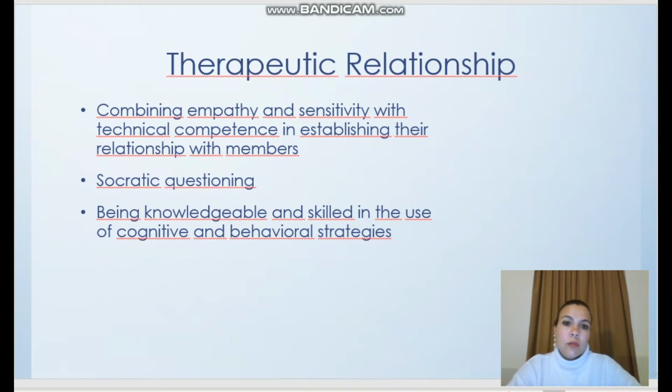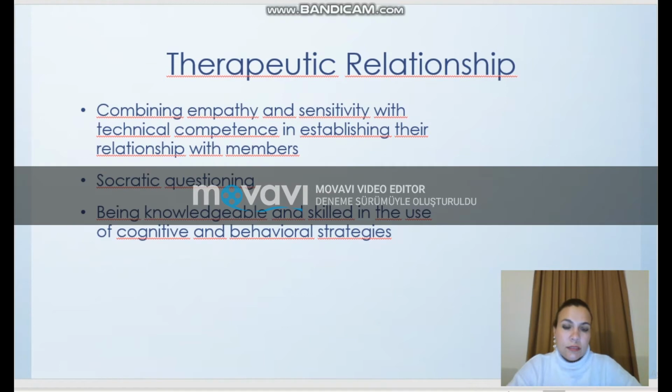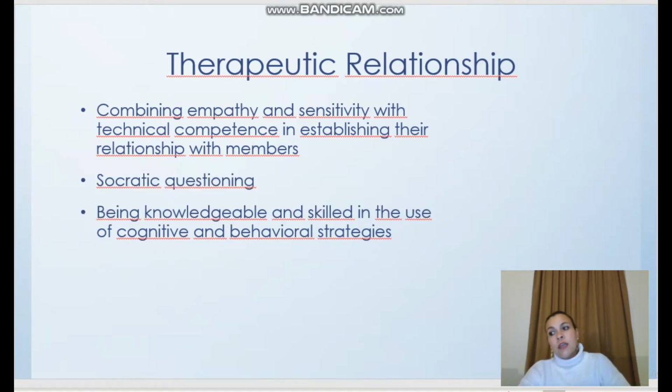Yes, combining empathy and sensitivity, you should be very knowledgeable and skilled in the use of cognitive and behavioral strategies, and Socratic questioning is important. This is like figuring out what would be the worst case.